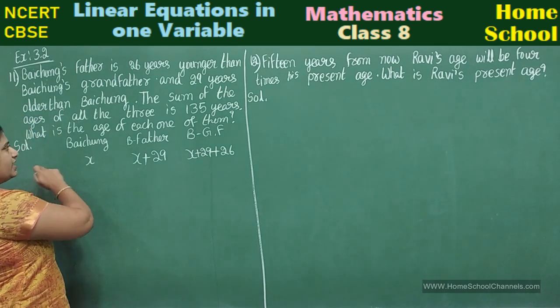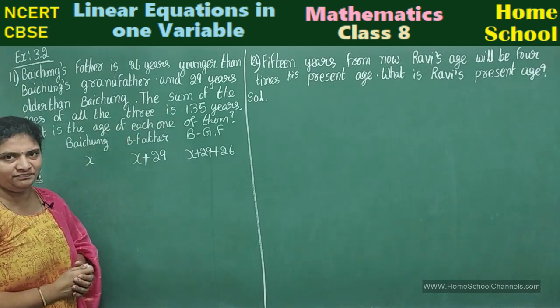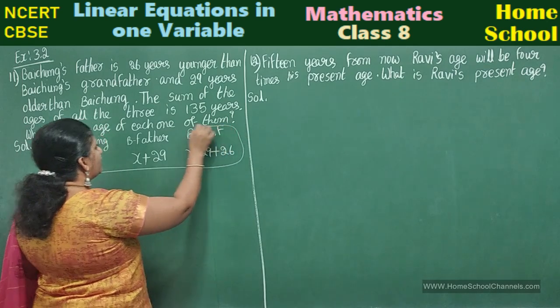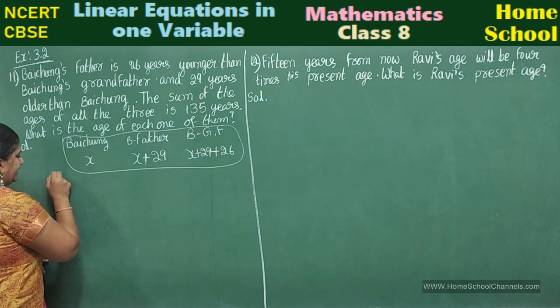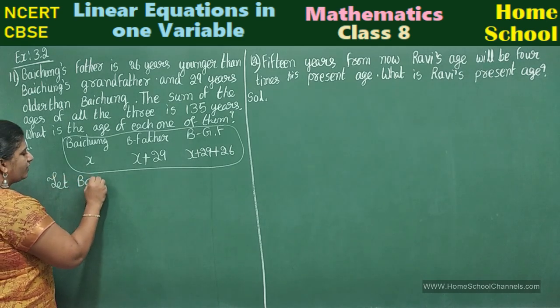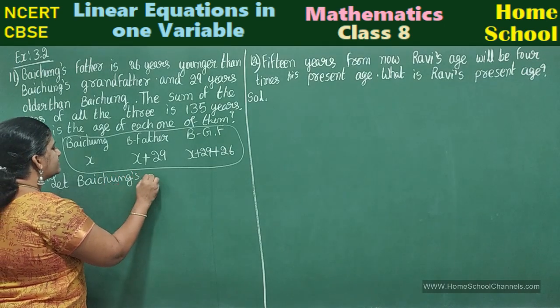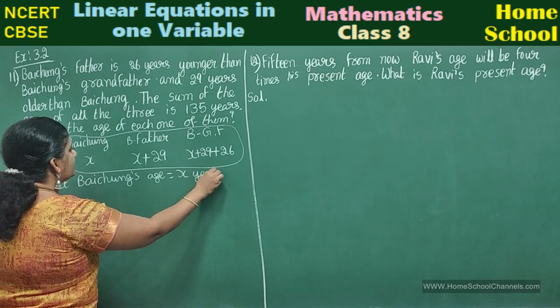Last line, the sum of all the three ages is 135. Okay, this is just the rough work in order to think. Okay, let's start the solution from here. Let Bai Cheng's age be equal to x years.